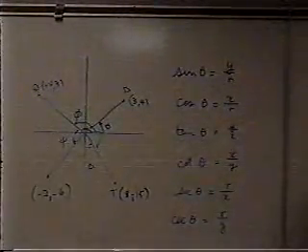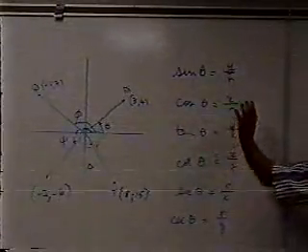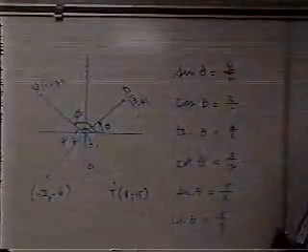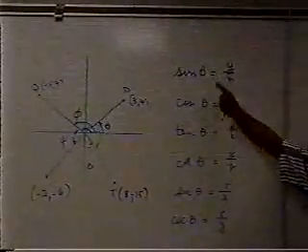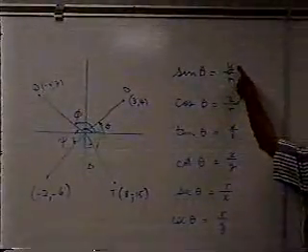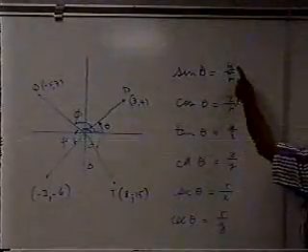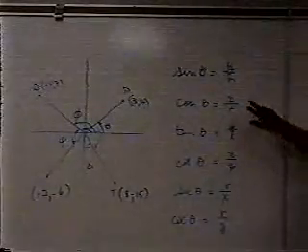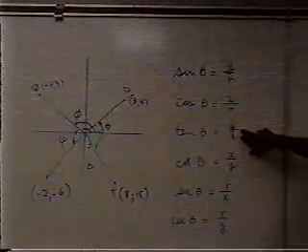Now, here are the relationships of the 6 trig functions related to the x, y, and r of points. So you must memorize. The sine of any angle is the y value over the r value. How far it is up or down over how far it is out to the point, the radius vector. The cosine is x over r. You just memorize that. The tangent is y over x.